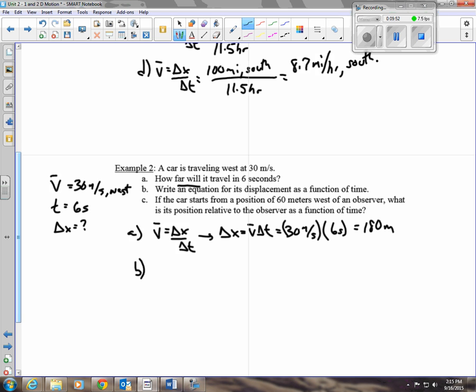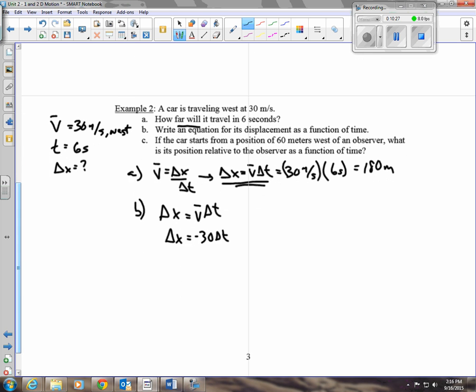Part B, write the equation for its displacement as a function of time. So again, if I start from here, okay, delta x equals v bar delta t. Now his displacement, delta x, wait, this is a vector, so I have to be careful. Since its velocity is 30 meters per second west, let's make that negative, and then times my time. So now I could plug in any time and find out how far I went.